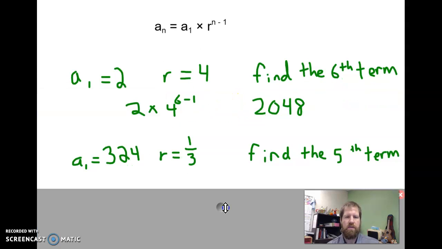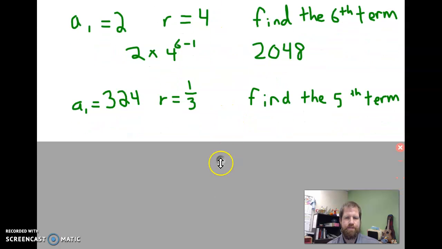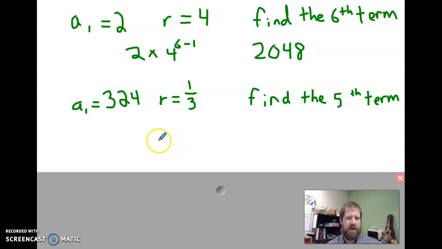All right, let's try another one. Let's try one with a fraction. Same formula. Now I've got 324 as my starting term. I'm multiplying that by my common ratio of 1/3, and that's raised to the 5 minus 1, or the 4th power.